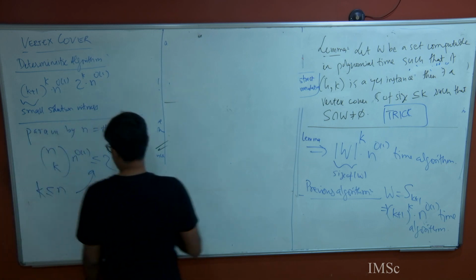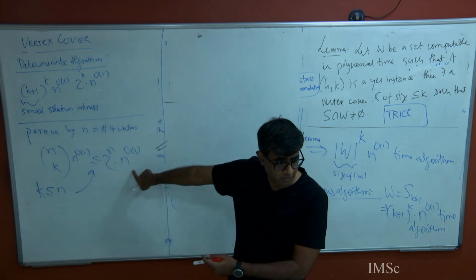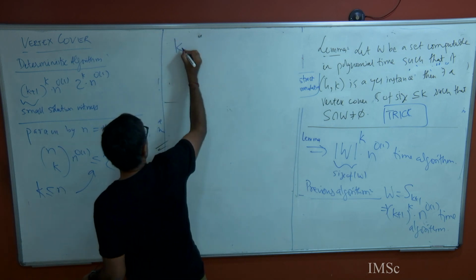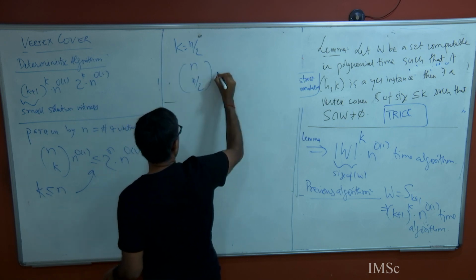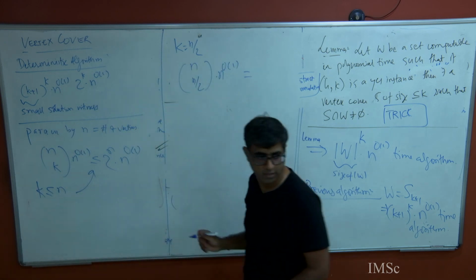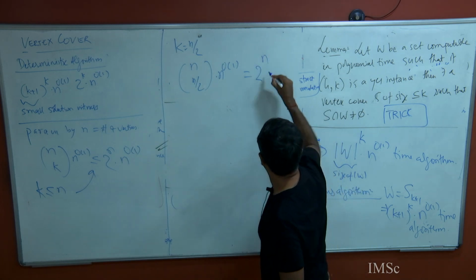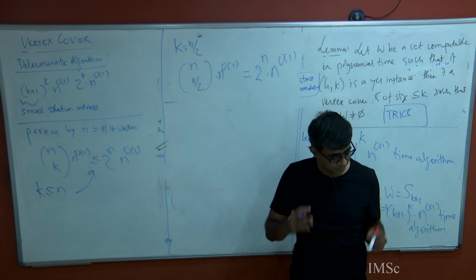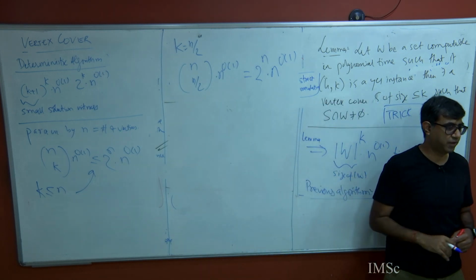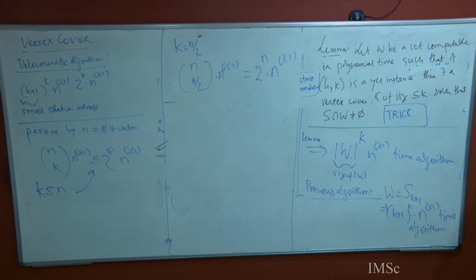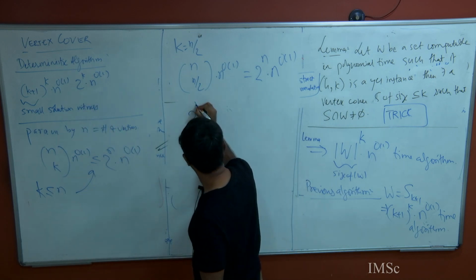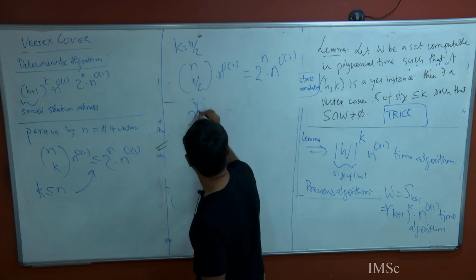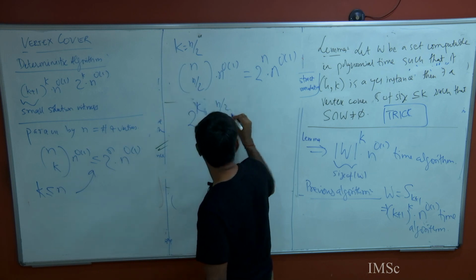Now look at this algorithm, and suppose k is n over 2. What is this algorithm's running time? n choose n by 2 times n^O(1). This is exactly the number of subsets of size n by 2, which is 2^n divided by some polynomial in n, so nothing would change. But if I apply the other algorithm, what is this algorithm?